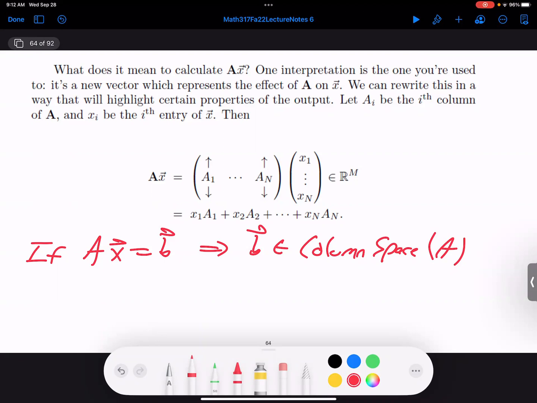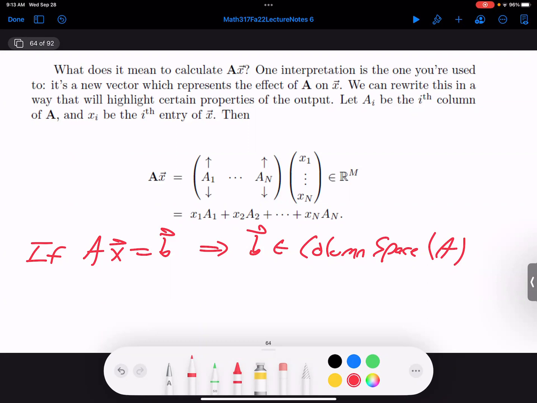Okay, any questions on what it means to view AX equals B? Another way to view this is when we look at AX equals B, we're really looking at linear combinations of the column vectors of A. And so the only chance we have of solving AX equals B is if B happens to live in the column space. So you should have seen in linear algebra the 4 different spaces.